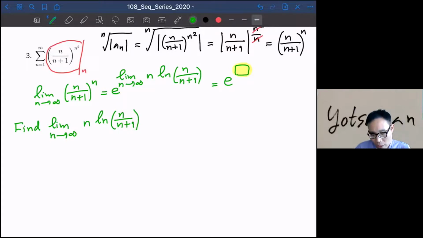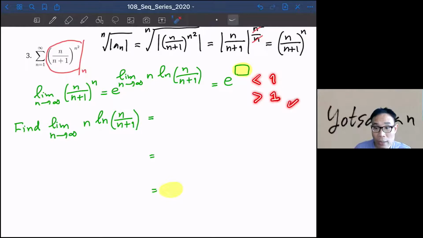I will let you finish this one on your own, to see what limit you will get, and then in conclusion you're going to get the limit. You're going to conclude whether you have less than 1 or more than 1, and it's going to turn out to be the conclusion for divergent or absolutely convergent. So please do this one on your own and use L'Hopital, for sure.